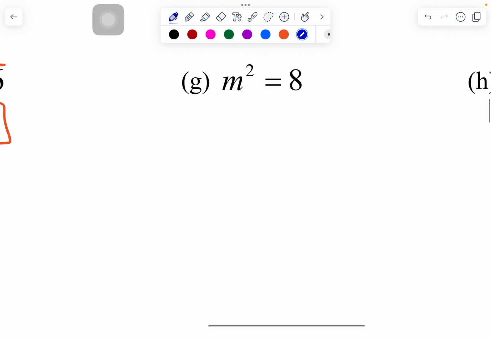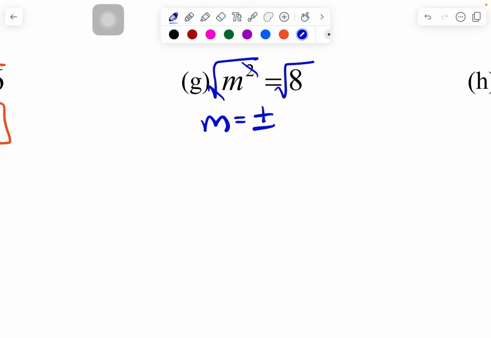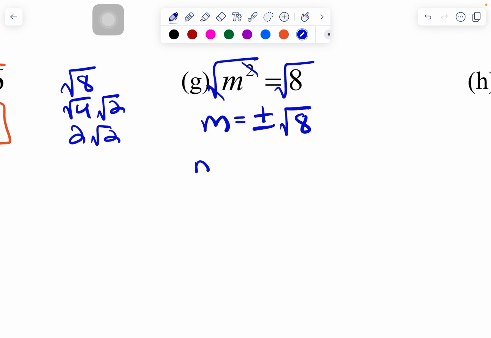All right, part G is just like the last one. I'm going to go ahead and take the square root of both sides. So that's going to give me M is equal to, immediately I'm writing down that plus or minus, 2 solutions. And as far as the square root of 8 goes, I'm going to go ahead and, off to the side here, remind you that 8 is 4 times 2. The square root of 4 is 2, root 2. And so that would be the final answer here, the simplified version of root 8.